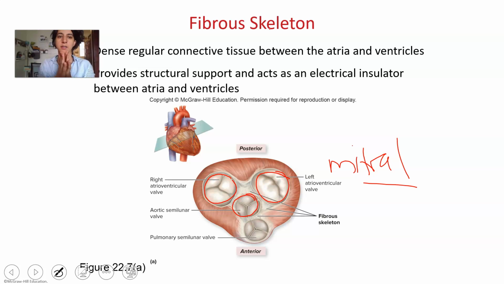So what you have is this fibrous skeleton made of dense regular connective tissue that sits in between the atria and ventricles and helps maintain this rigid structure, as well as acting as an electrical insulator. So later on we will be talking about the conduction system of the heart. You will learn a lot more about it in physiology, but we're briefly going to talk about the cardiac cycle in this lesson. So that's it for anatomy of the heart.